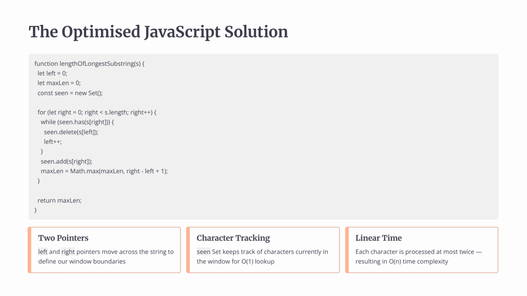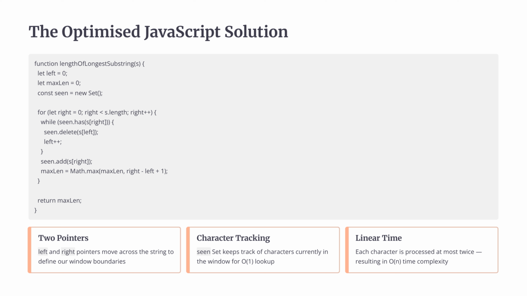Now we begin a for loop with right starting from 0 and running until the end of the string. At each step, we check if the character at s[right] already exists inside our set. If it does, that means we found a duplicate, so we start removing characters from the left side using seen.delete(s[left]), and we move left forward until the duplicate is gone. Once we've cleared duplicates, we add the current character into the set using seen.add(s[right]).